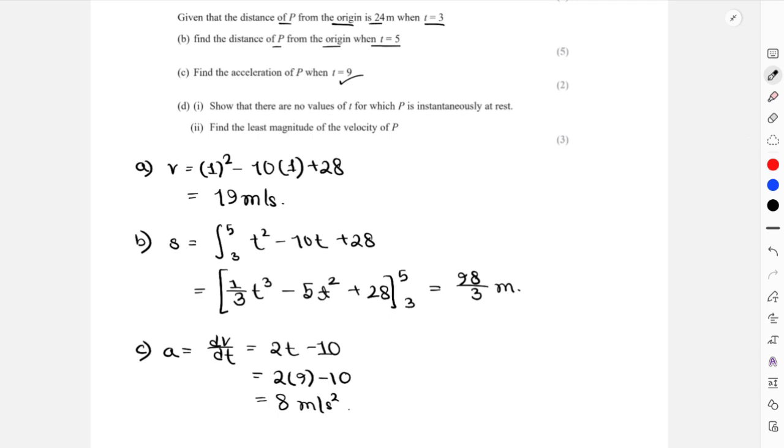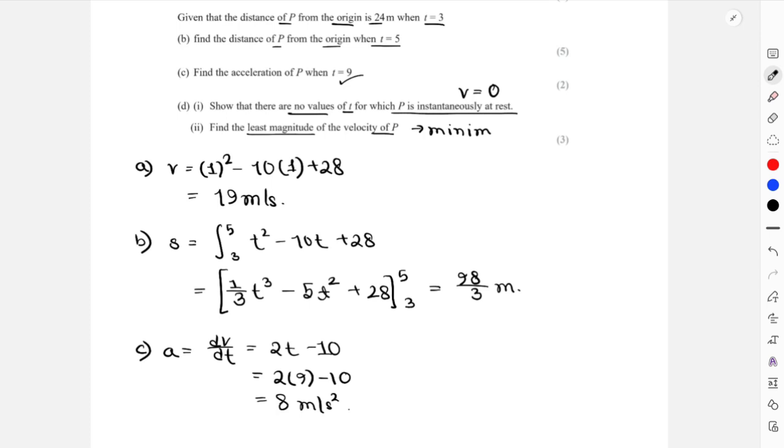Then it says to show that there are no values of t when P is instantaneously at rest. Always remember, when P is instantaneously at rest, velocity is always 0. And then you have to find the least magnitude of velocity of P, the smallest magnitude for velocity of P. Smallest means the minimum value. For a minimum value we always either differentiate or do completing the square.